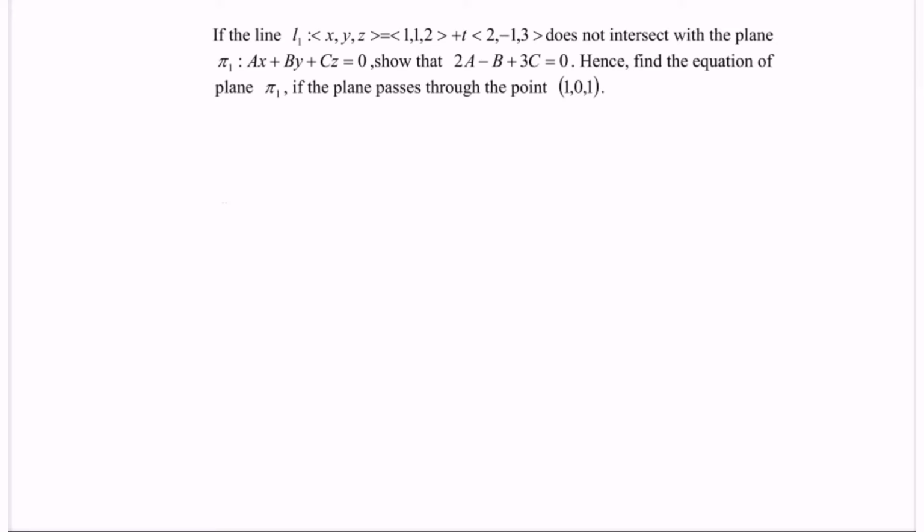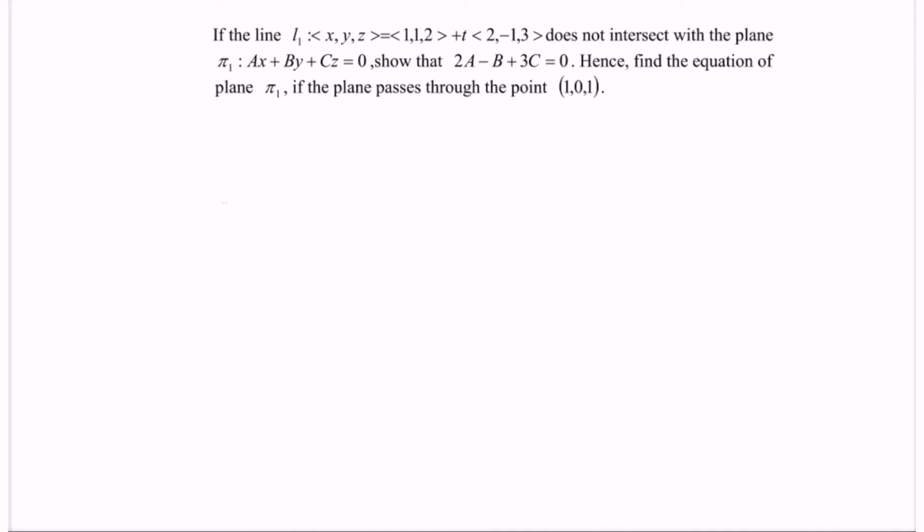If the line named L1 with the vector equation r equals the point (1, 1, 2) plus t times the vector (2, -1, 3) does not intersect with the plane named pi1, ax + by + cz = 0, kindly show the situation. We have 2a - b + 3c = 0. Hence, find the equation of the plane named pi1 if the plane passes through the point (1, 0, 1).